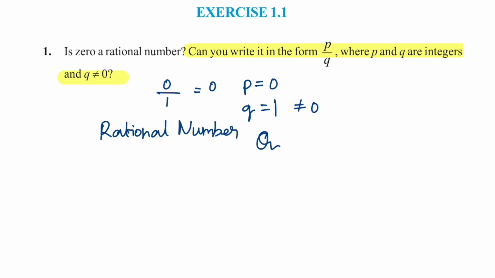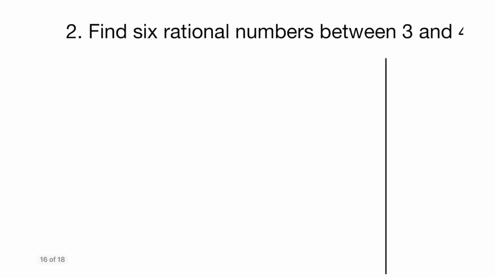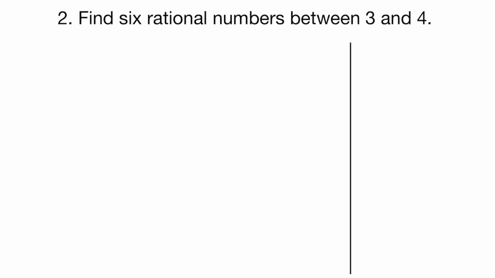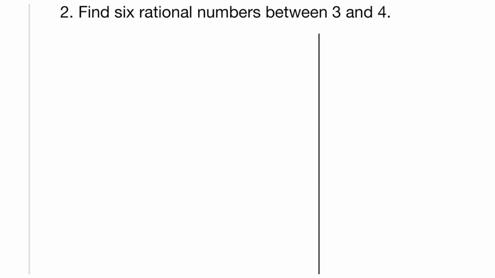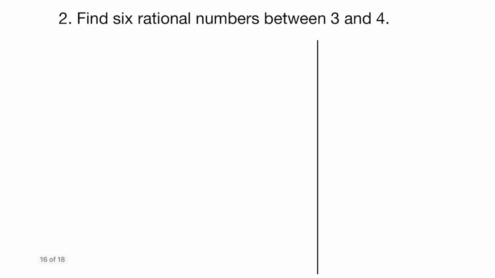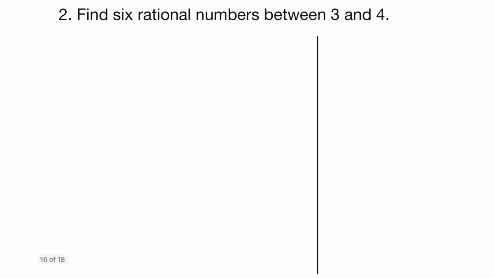Now we are moving on to the second question of this exercise. The second question is, find 6 rational numbers between 3 and 4. This is something that we have seen in the example problems. The second example that we saw is very similar to this. Instead of 3 and 4, we had 1 and 2, so that is all the difference. I hope you remember the methods that we discussed there.